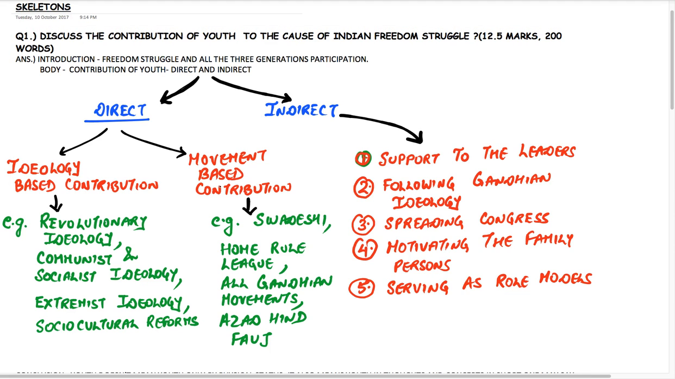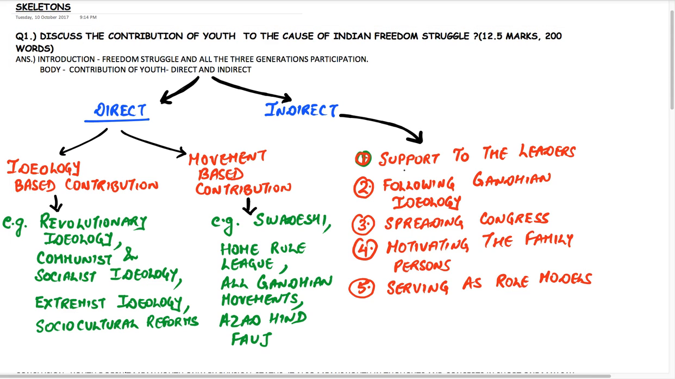As far as the movement-based contribution is concerned, the youth directly participated in the Swadeshi movement in 1905, also participated in the Home Rule League movement with equal fervor, and also in all the Gandhian movements, be it non-cooperation, civil disobedience, or Quit India movement. The participation of youth cannot be overlooked. Apart from this, the very famous Subhash Chandra Bose and his Azad Hind Fauj, who can forget his contribution? And besides this, one can mention the Gadar Rebellion Party or the Chittagong Armory Raid separately.